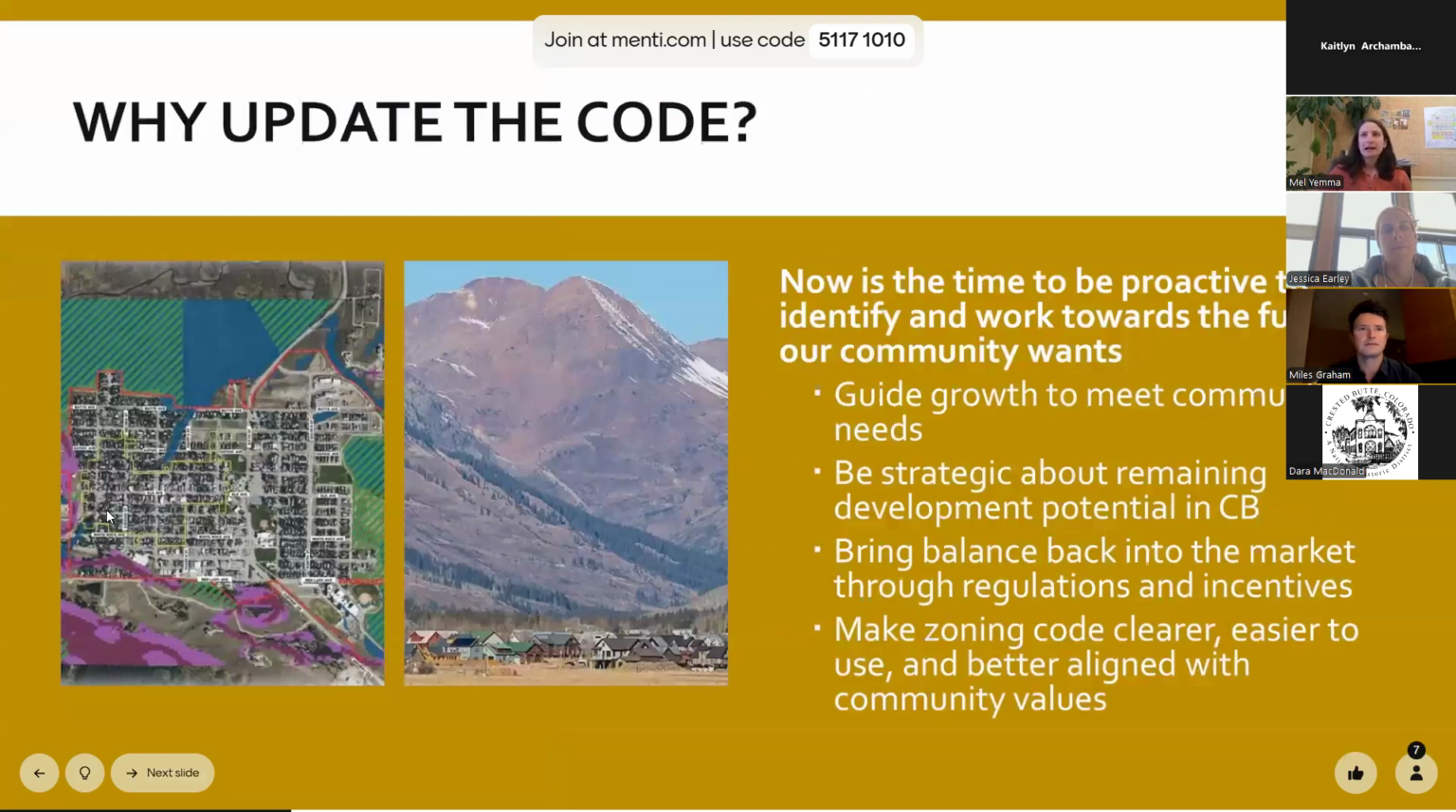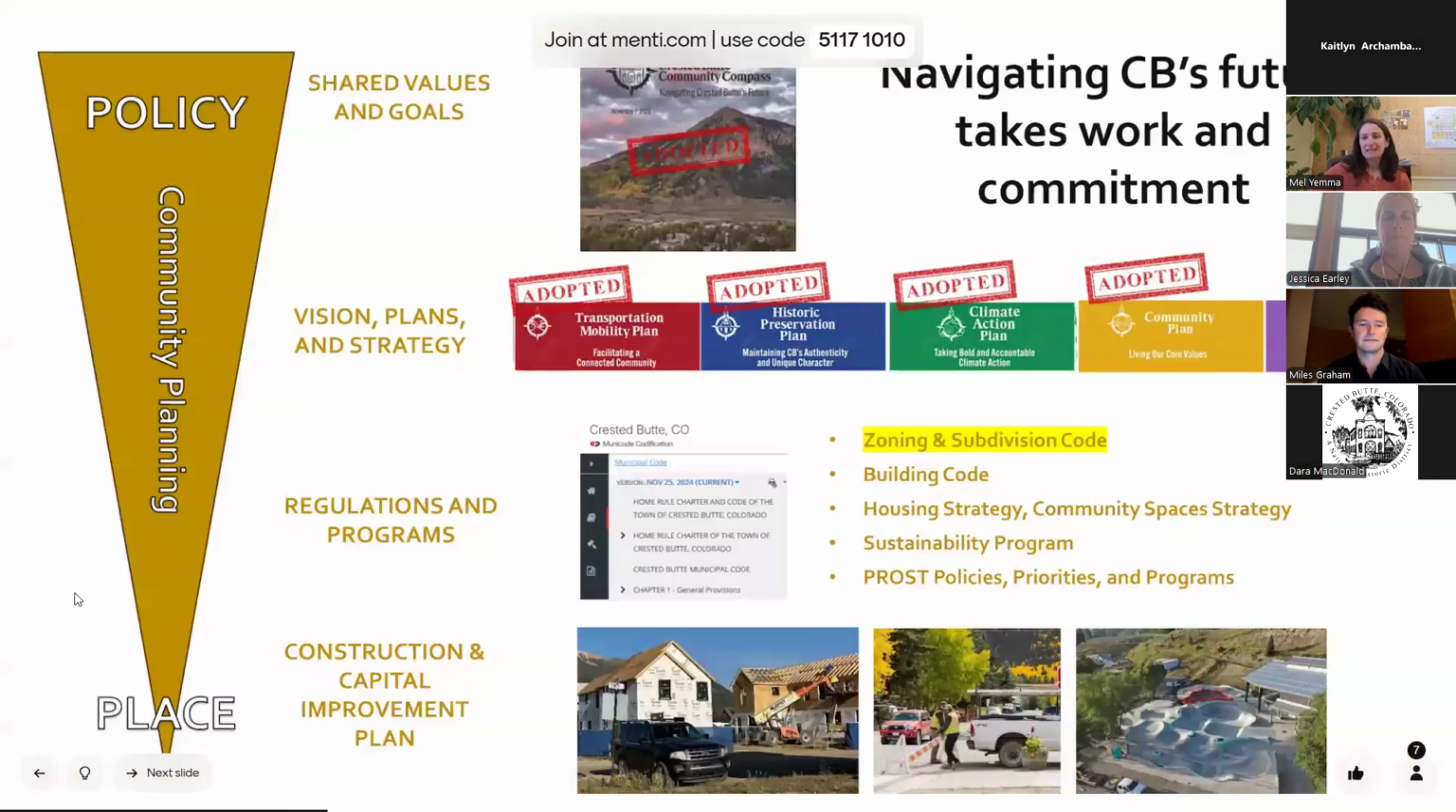So now is really the time to be more proactive and identify and work towards the future our community wants. How can we guide growth to meet our community needs? How can we be strategic about the remaining development potential in Crested Butte? And how can we try to bring some balance back into the market through a mix of regulations and incentives? And in general, how can we just make our zoning code clearer, easier to use, and better aligned with our community values?